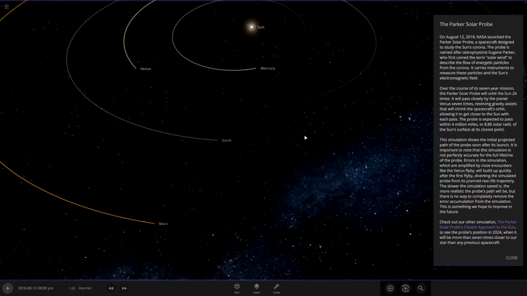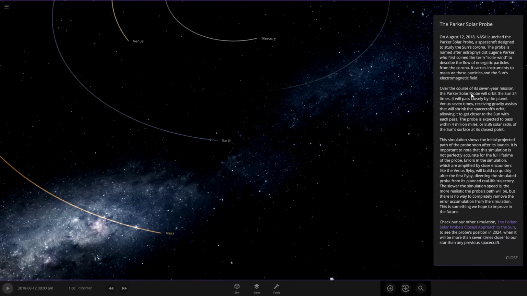On August 12, 2018, NASA launched the Parker Solar Probe, a spacecraft designed to study the sun's corona. The corona is essentially the atmosphere of the sun. This probe is named after the astrophysicist Eugene Parker, who first coined the term solar wind to describe the flow of energetic particles from the corona. It carries instruments to measure these particles and the sun's electromagnetic field.